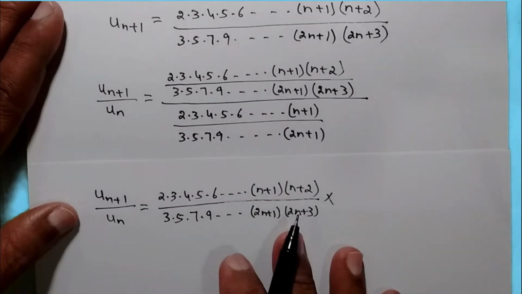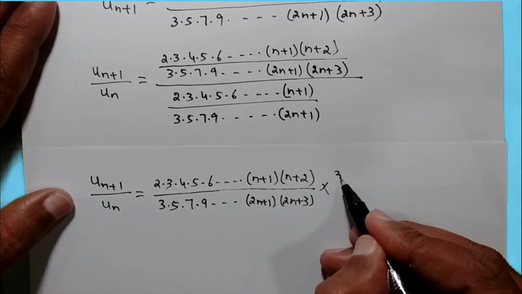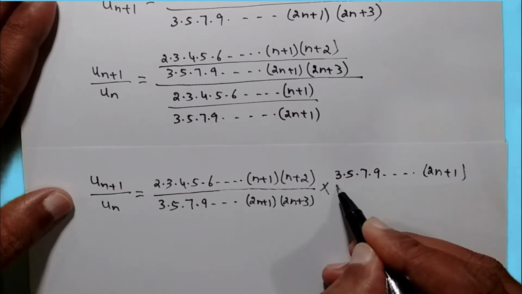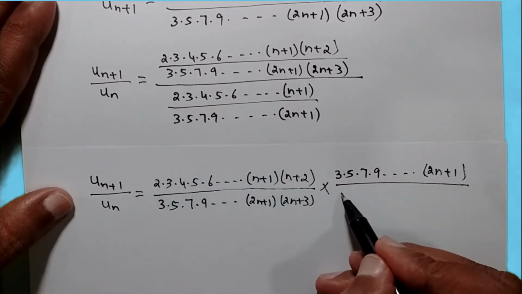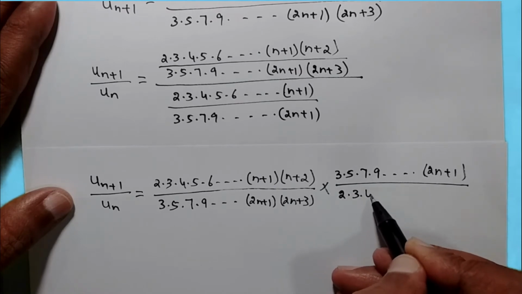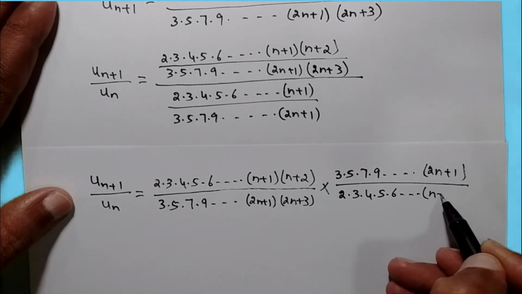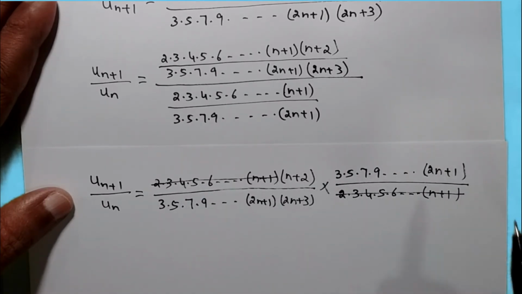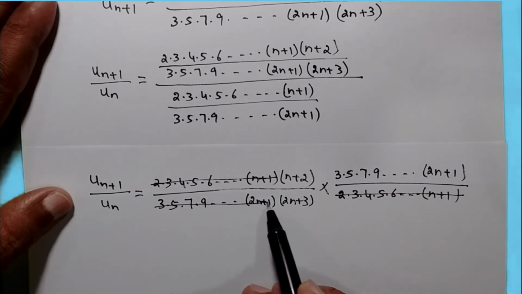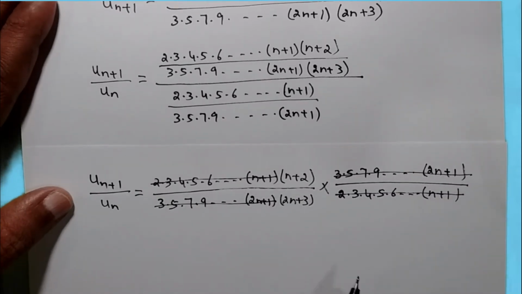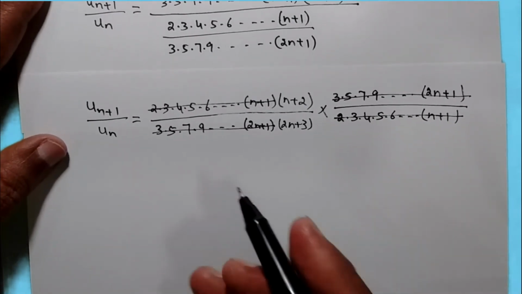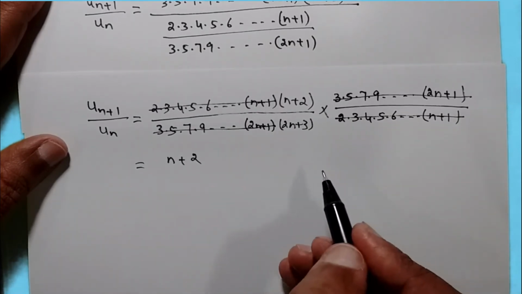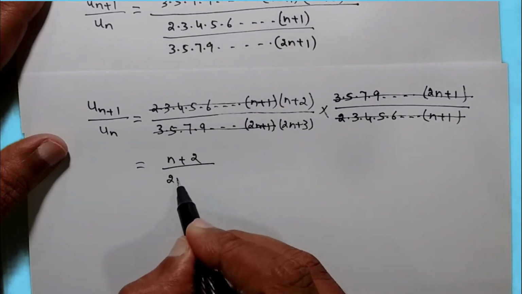So this denominator value will come to the numerator, it becomes reciprocal. 3 into 5 into 7 into 9 into so on. It is 2n plus 1 whole divided by, because it has become reciprocal, it comes to the denominator 2 into 3 into 4 into 5 into 6 into so on n plus 1. So try to observe this complete value up to n plus 1, this complete value up to n plus 1 will cancel out. So this complete value up to 2n plus 1 and this complete value up to 2n plus 1 will cancel out. Right? So what is left out now? You left out only with n plus 2 in the numerator. Denominator what you have? It is 2n plus 3.